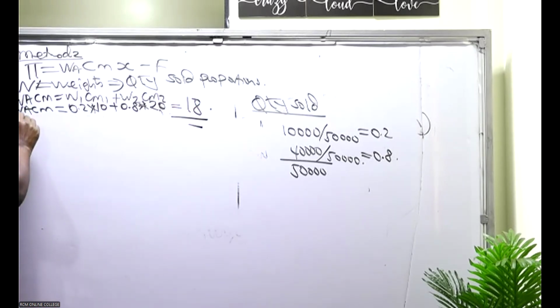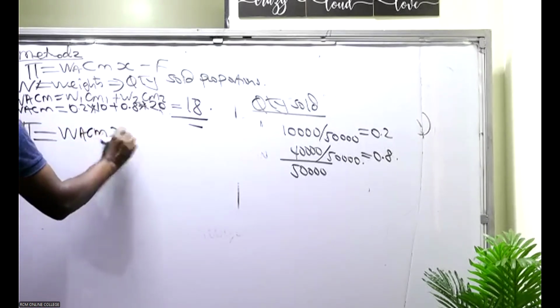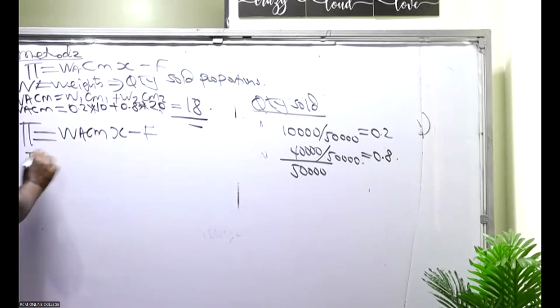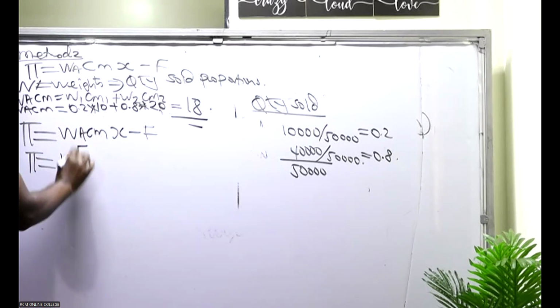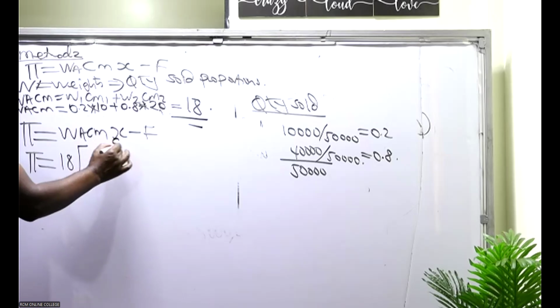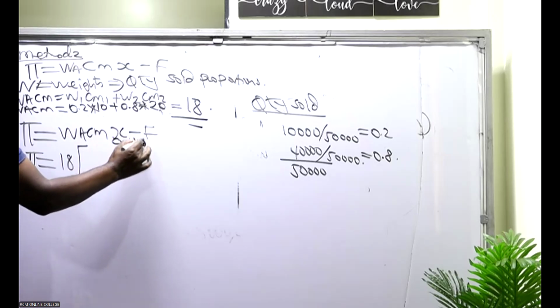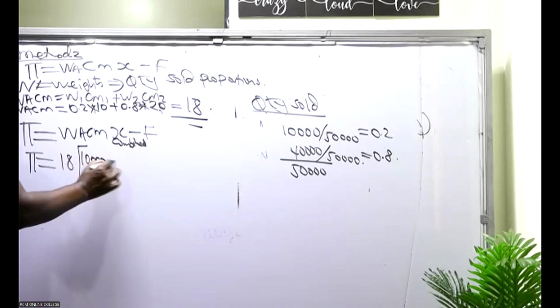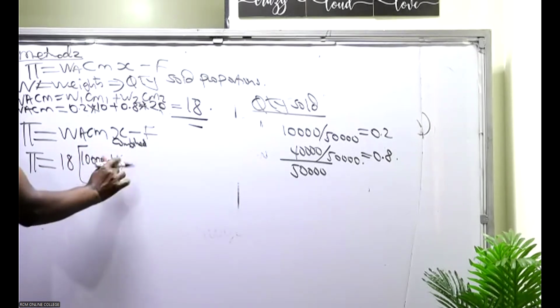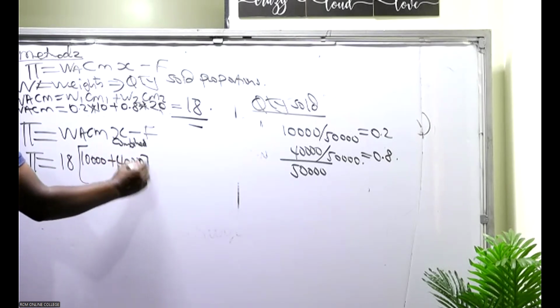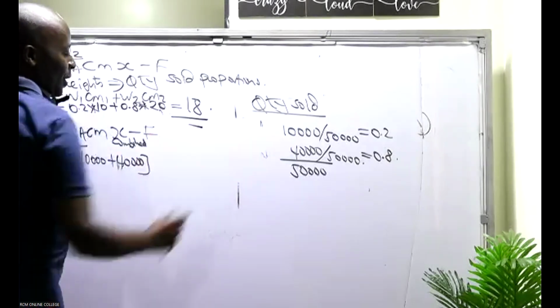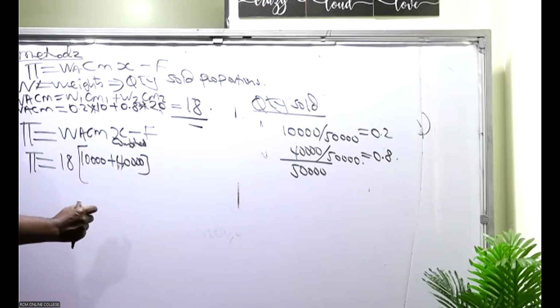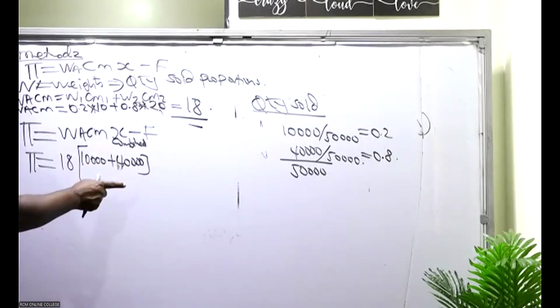Then let's plug these into the profit equation. Our profit is WACM times X minus fixed cost. So our profit will be WACM, which is 18, times our quantity sold, which has to be combined. Remember, Abel was selling 10,000 units and Cain was selling 40,000 units. So it will be 18 times 50,000.